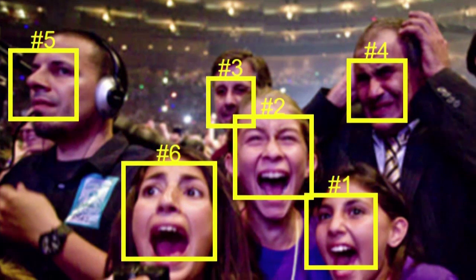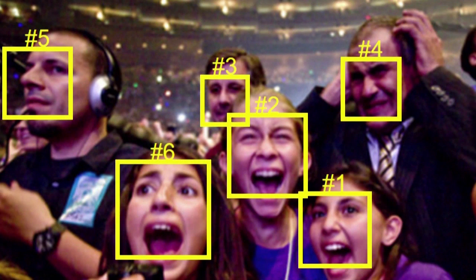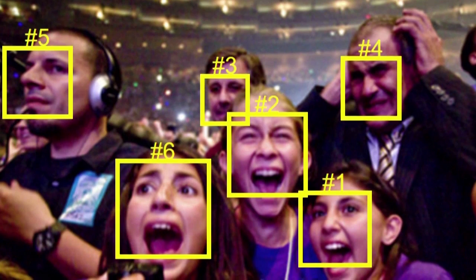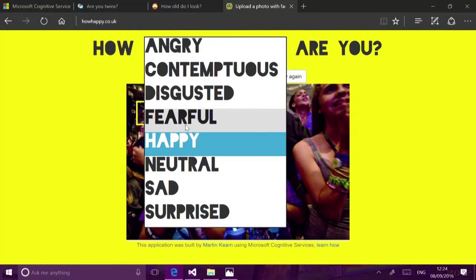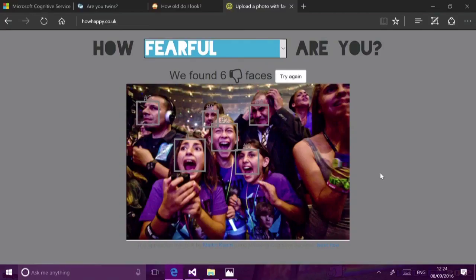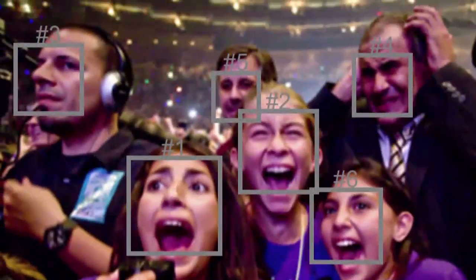But the interesting thing here is this young lady at the front, number 6. She's the least happy person at this concert. Now I presume she's a fan. Maybe she's just overwhelmed by the occasion, or a bit fearful of what's going on. But we can find out. Let's search on fearful. See what I did there? And all of a sudden she's the most fearful person in this picture.